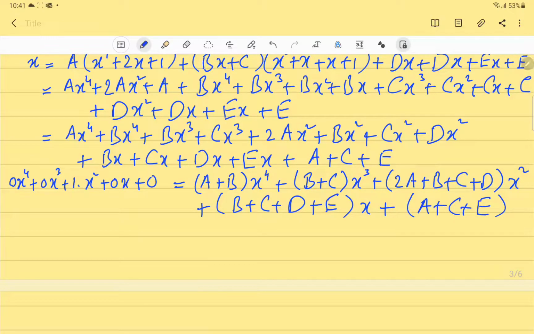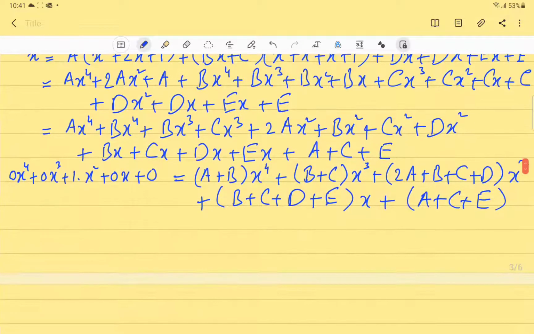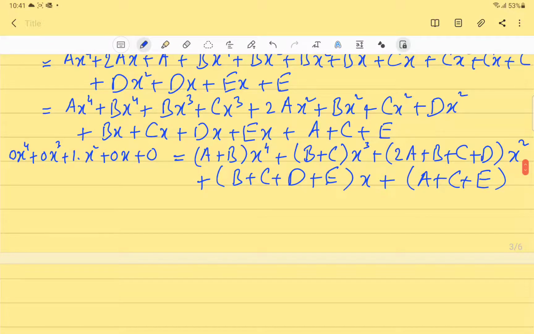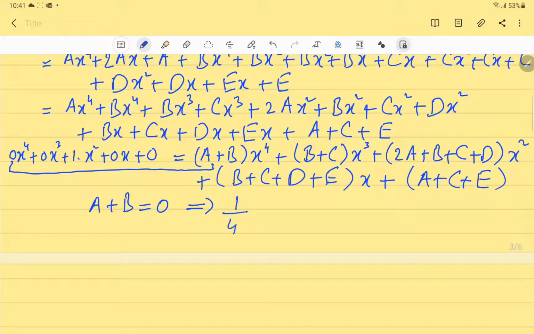Now we have already found the value of a, which is 1 over 4. Now we will compare the coefficients of x4, this one with this one, to form an equation. So a plus b is equal to 0. The value of a we have already found, which is 1 over 4, plus b is equal to 0. Therefore b is equal to minus 1 over 4.